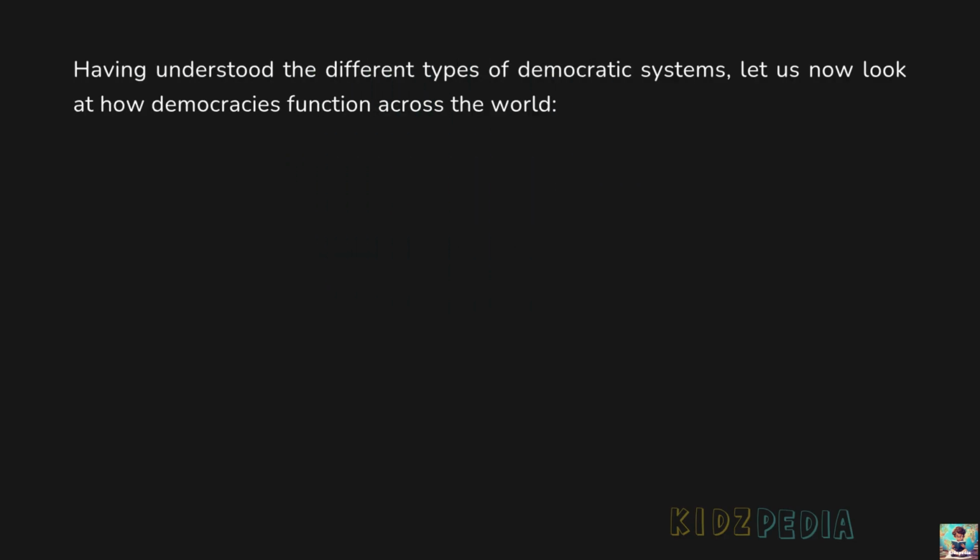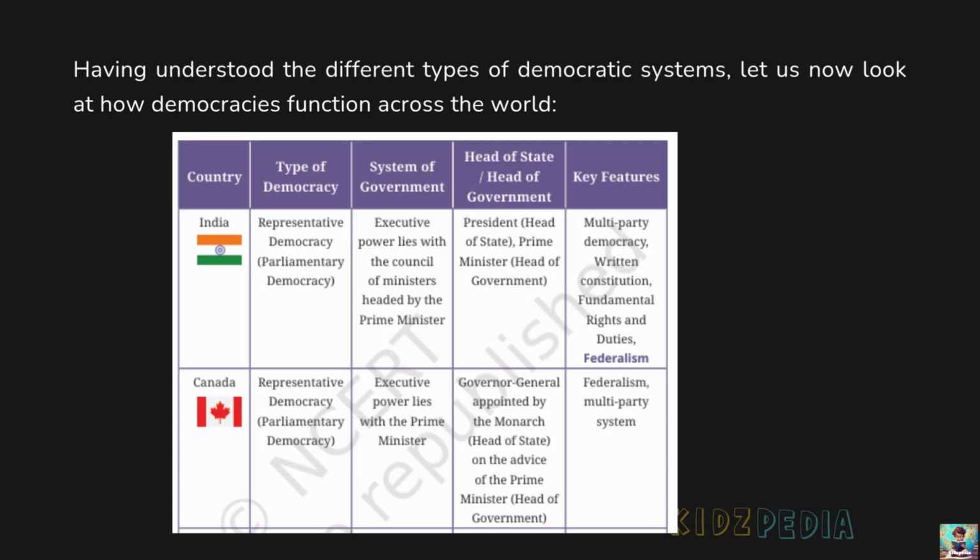Having understood the different types of democratic systems, let us now look at how democracies function across the world. So, now that we understand the different types of democracy, let's see how democracy actually works in different countries. This table compares India, Canada, the United Kingdom, Switzerland and the United States of America. We are mainly looking at what type of democracy they have, how their government works, who is the head of state and the head of government, and some important features of their system. Let's take them one by one.